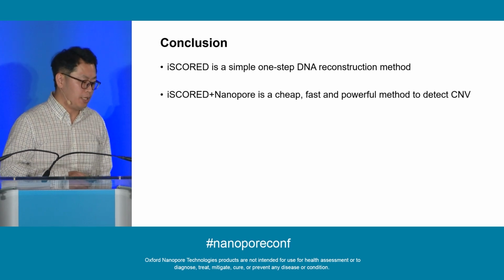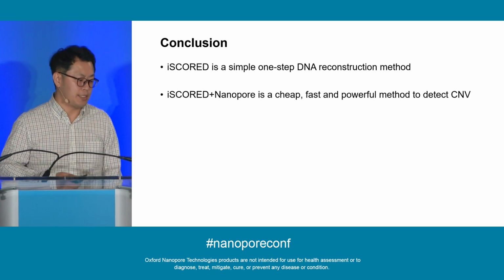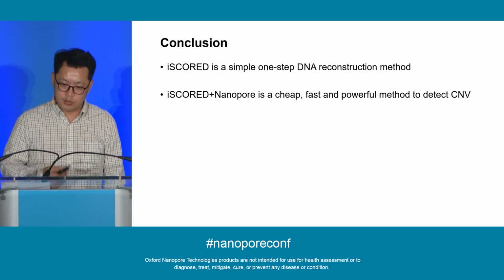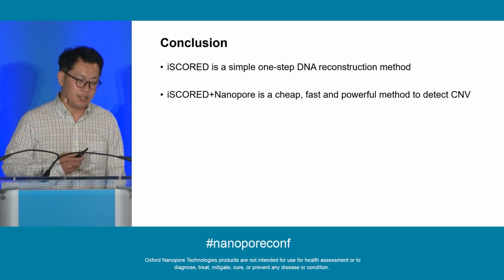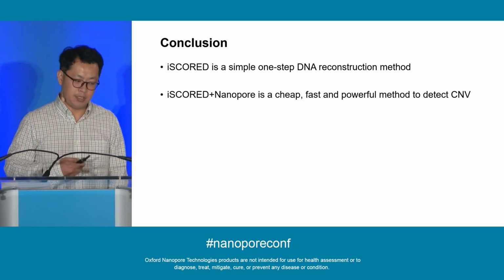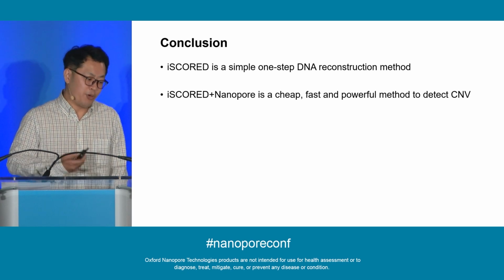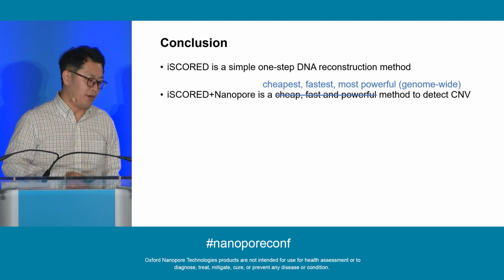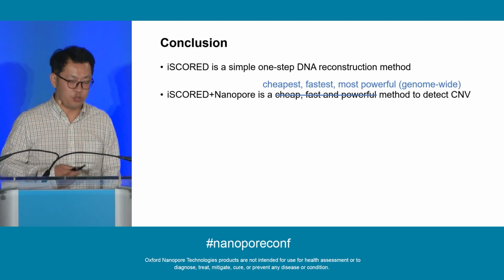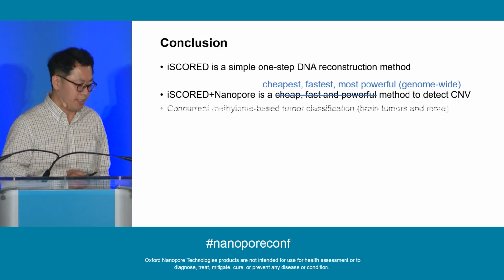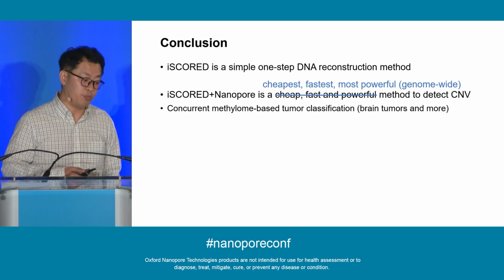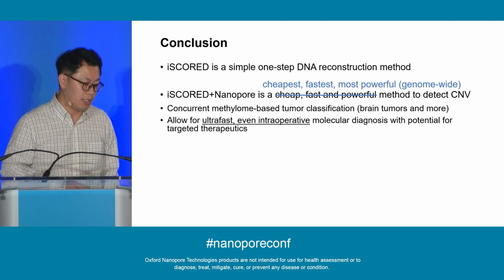So to conclude, we developed iSCORED. This is a one-step DNA reconstruction method, and with nanopore sequencing, we are able to detect CNV very easily, cheap, and powerful. When I said that, my colleague corrected me, saying this is actually the cheapest, fastest, and most powerful genome-wide CNV method so far. Concurrently, we have the methylation to help with the classification in brain tumors.